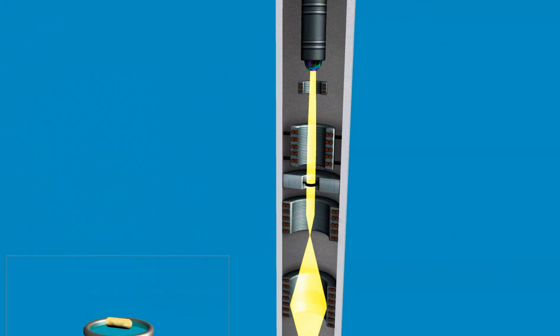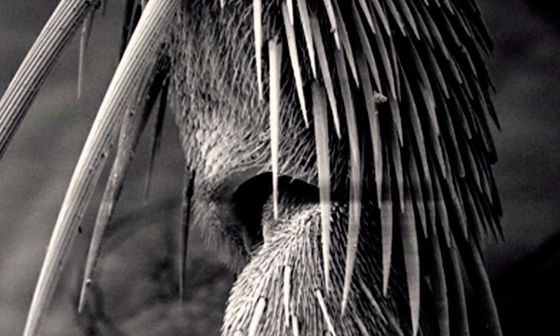In transmission electron microscopes, the beam passes through the thin sample and creates an image using electromagnetic lenses. The sample is stained by heavy metal salts.